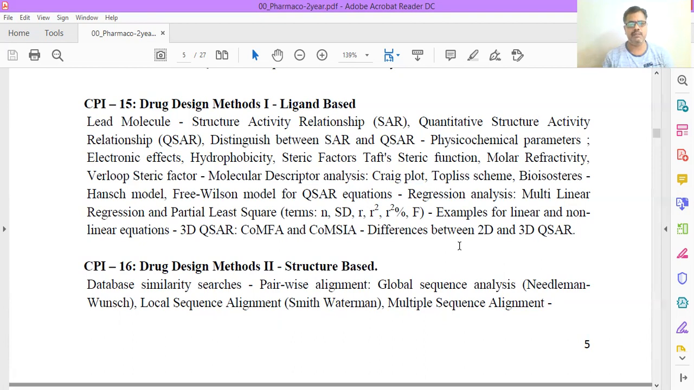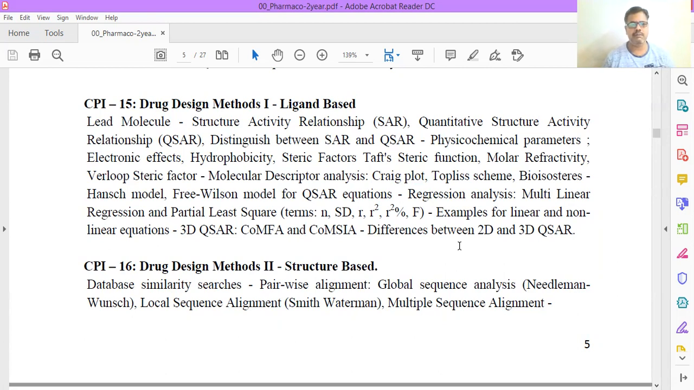Y is equal to mx plus c. If you are a mathematics person, then you know the equation of the standard statistical multiple linear regression or standard linear regression. That is y is equal to mx plus c. So what are the physicochemical properties that have an influence on the activity?